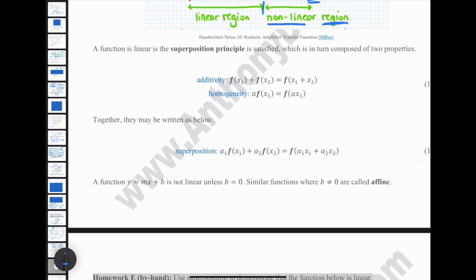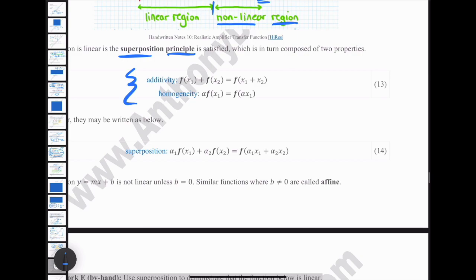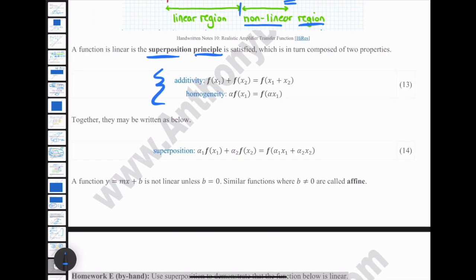So let's say we want to test whether our system is linear, but do so in a more formal fashion. We can apply the superposition principle, which says that if these two sub-principles, characteristics, are maintained, then our system is linear. There's additivity and there's homogeneity. So if we have a function, and this could be anything, it could be x squared plus 3, it could be natural log of x, anything.